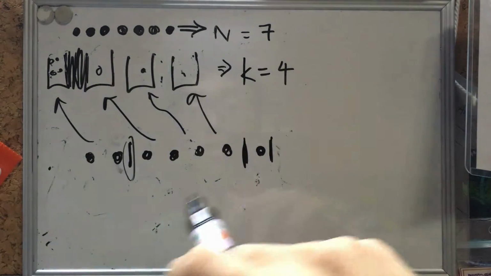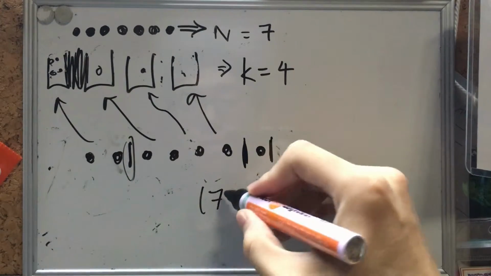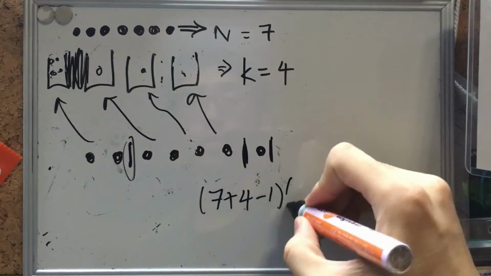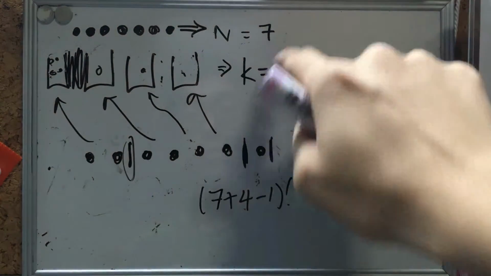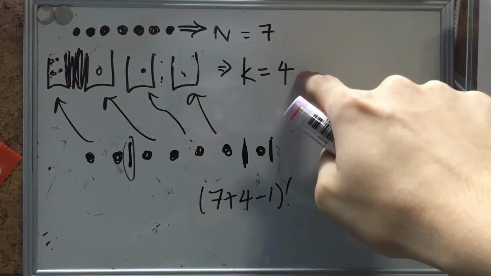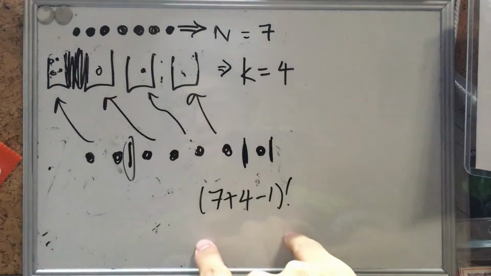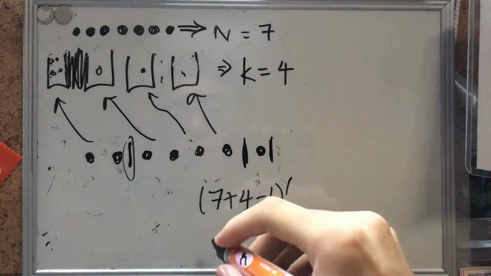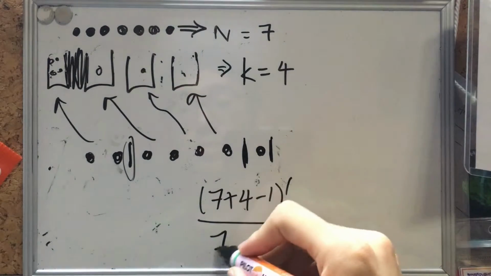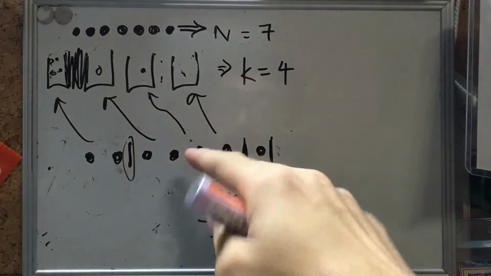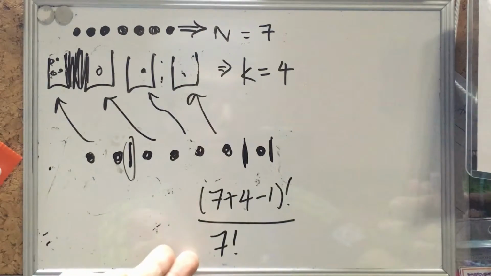If all of these objects are distinct or all different from each other, then the number of ways would be 7 plus 4 minus 1 factorial. I mean, it's 10 factorial, but I'm going to write this out for a bit more clarity. 7 because there's 7 balls, and 4 minus 1 because there's 4 baskets, so there's only 4 minus 1 or 3 partitions. But now, all these objects, they're not unique, right? So we have 7 balls, which are the same, and so I have to divide this by 7 factorial, right? I can rearrange all these 7 balls in any of the ways I want, which means that the number must reduce by 7 factorial.